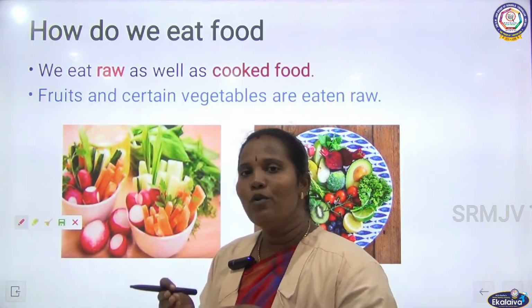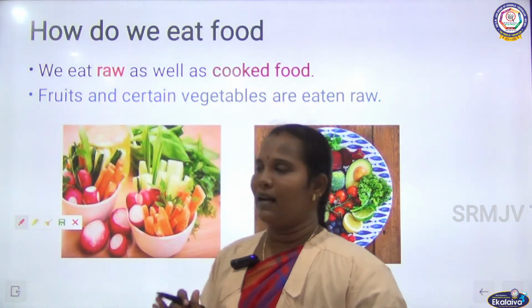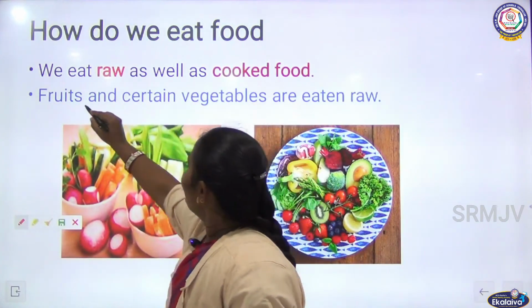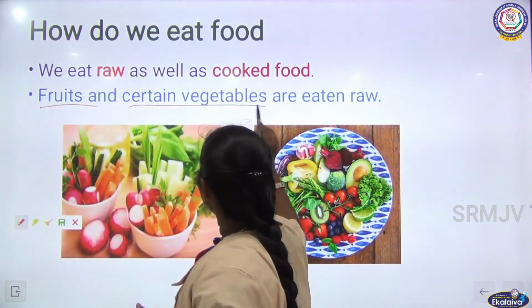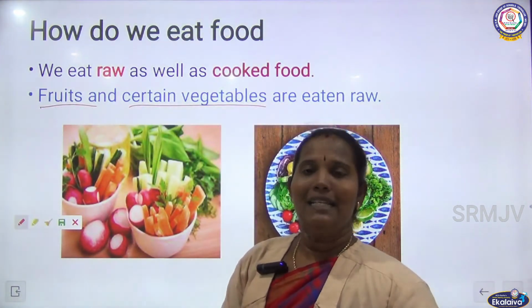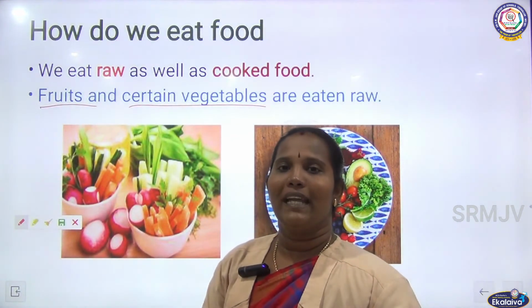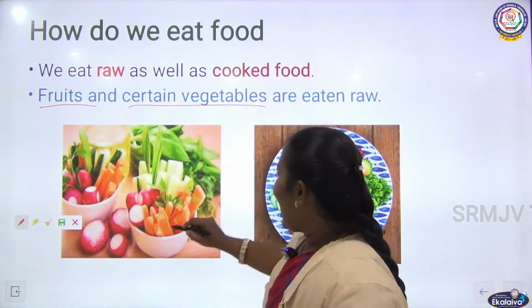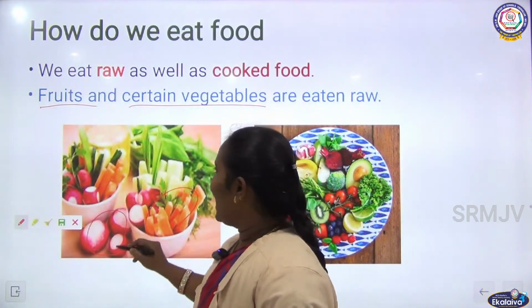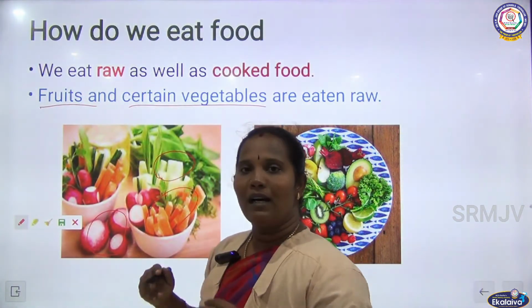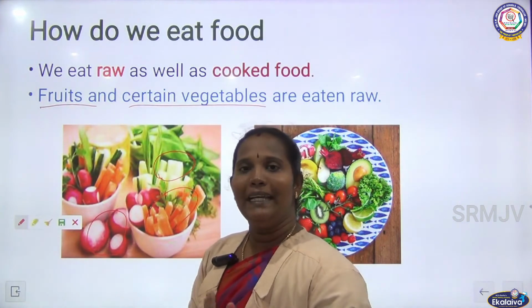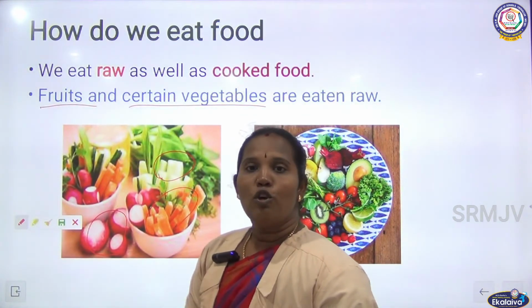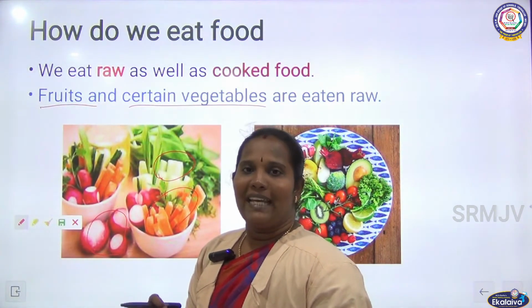We have some fruits and vegetables we can eat raw. Is it all? See, some fruits and certain vegetables, not all the vegetables, certain vegetables alone we can eat raw, isn't it? For example, we can say carrot, beetroot and radish, some greens like mint, coriander, cucumber, these vegetables we can eat raw.